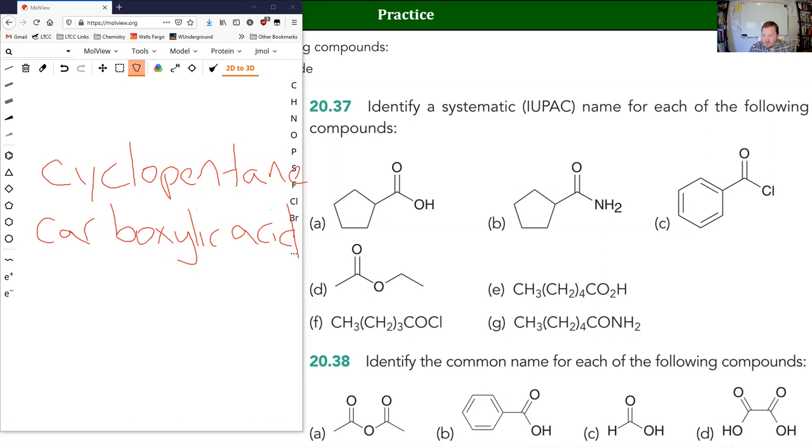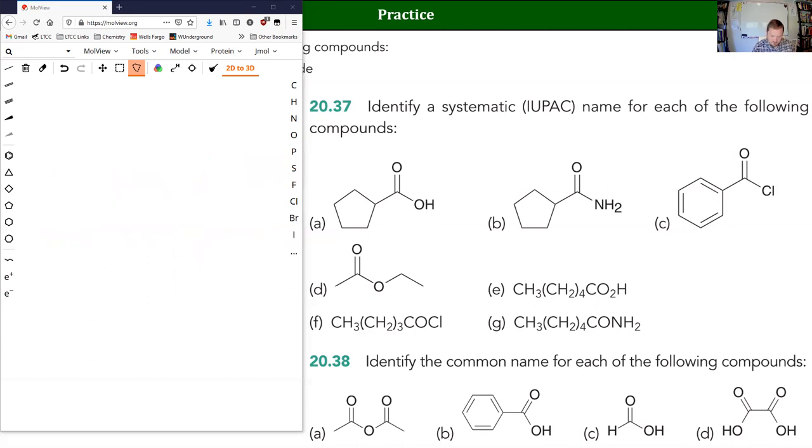Anytime you've got them attached to a pentane or an alkyl group, you're basically just going to refer to it as the amide or the chloride. So for B, it would just be cyclopentane carboxamide. You're just dropping the "ic acid" and replacing it with amide.